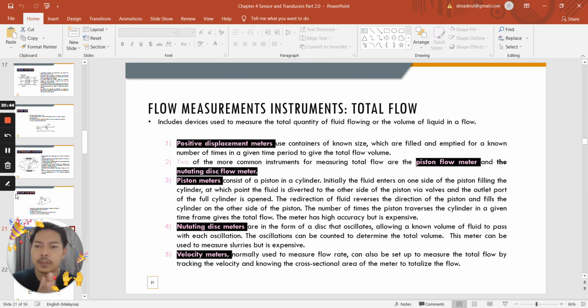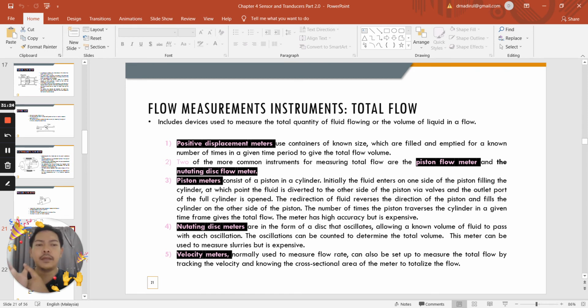Flow measurement instrument, the total flow. Total flow instruments include devices used to measure the quantity of liquid or fluid flowing, or the volume of the fluid in the flow. Positive displacement meters use containers of known size which are filled and emptied a known number of times in a given time period to give the total flow volume. Two of the more common instruments for measuring total flow are the piston flow meter and the nutating disk flow meter. The piston flow meter consists of a piston in a cylinder.